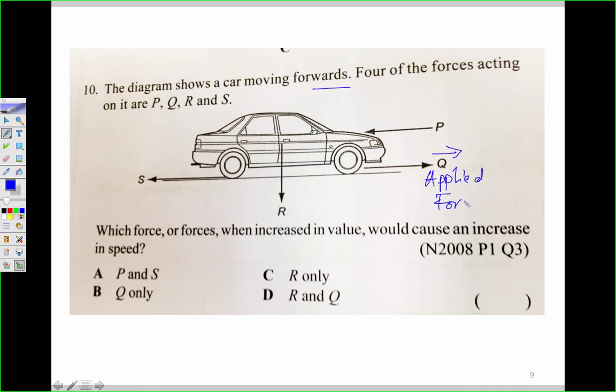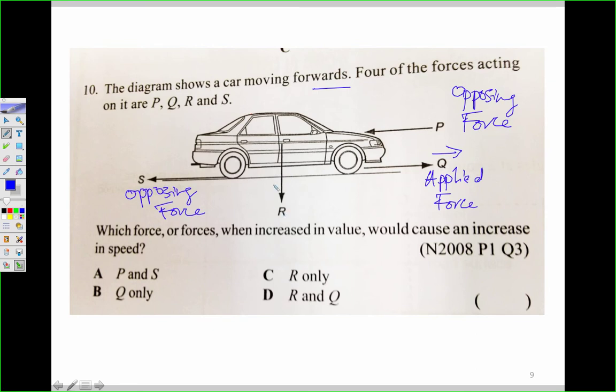When you look at this type of question, it's good to start by identifying which types of forces it is talking about. In this case, P is in the opposite direction to the applied force, so P is known as my opposing force. Now let's look at S. S is also opposing the motion, so S is also known as an opposing force, because it's in the opposite direction to the direction that the car wants to move.